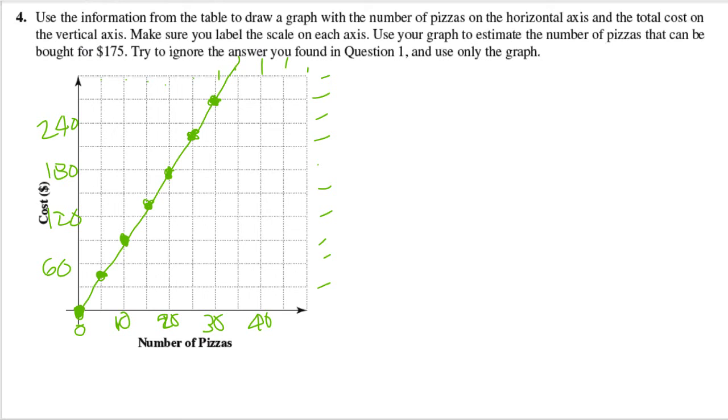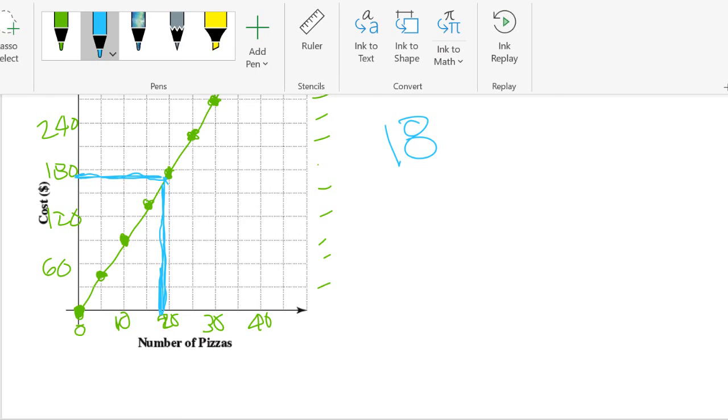So $175. So I go over here to find $175. That's almost 180. And I'm having trouble drawing a straight line again. So I can buy a little bit less than 20. It looks like about 18 or 19, but it's hard to tell off the graph. Using only the graph, I'm going to say it's about 18, although I remember it is 19.